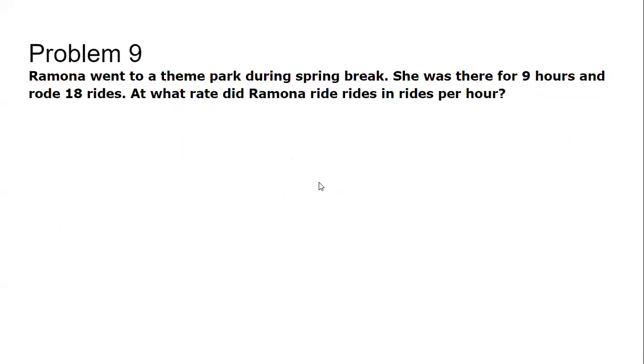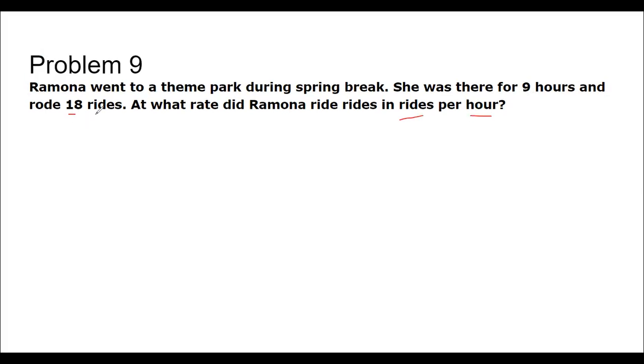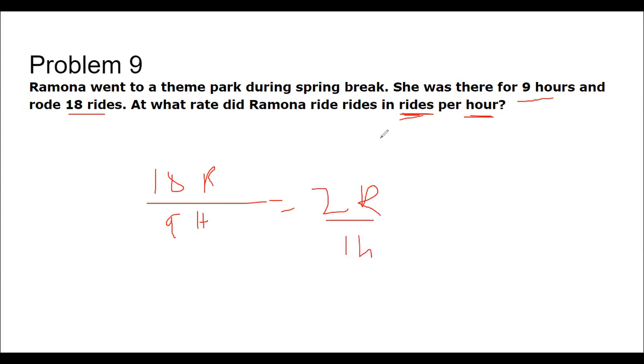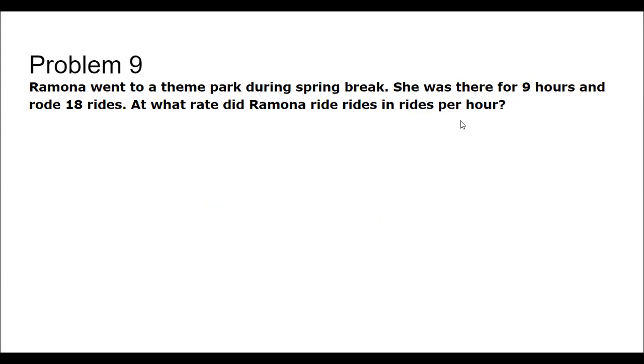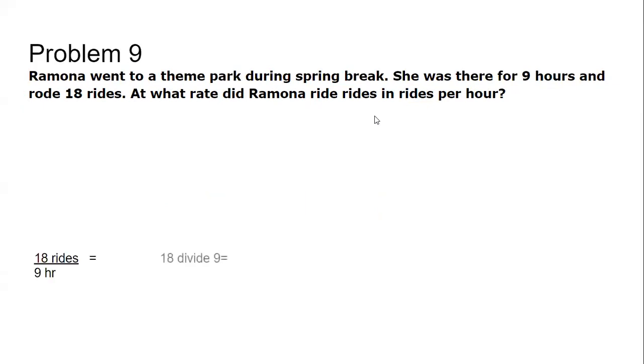Problem 9. Ramona went to a theme park during spring break. She was there for 9 hours and rode 18 rides. At what rate did she ride per hour? All right. Rides per hour. So you want rides per hour. So you put this on top, rides, and this on bottom, hours. So it's 18 rides over 9 hours. And then you just divide. 18 divided by 9 is 2 rides for every 1 hour. And there you have it. And let's see it a little better typed out. 18 rides, 9 hours. 18 divided by 9 is 2 rides per hour.